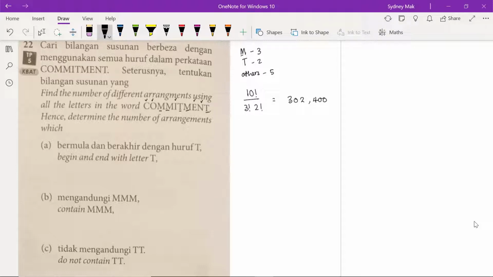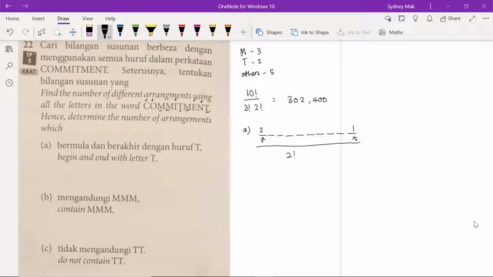Now, next, we have to find the number of arrangements which begin and end with the letter T. So 1, 2, 3, 4, 5, 6, 7, 8, 9, 10. I prefer to use the fill in the slot method. So the front and the back, we must fill in with T first. So 2 factorial, 1 factorial. Not forgetting, we have to divide everything by 2 factorial because we have identical items. And therefore, the rest will just arrange without any other condition set.